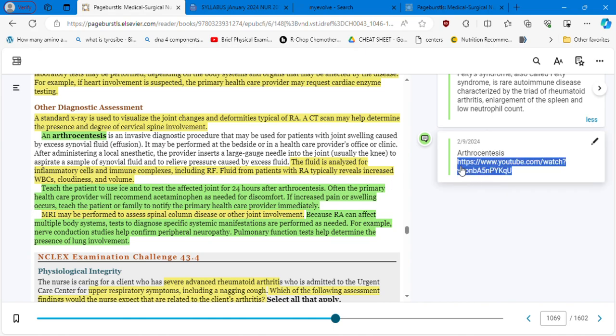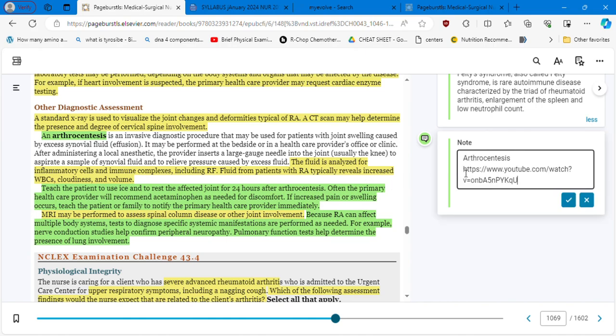And we are going to watch the video, of course, because we want to know in detail what arthrocentesis is, right? Especially you, my dear students. Okay, let's watch this video together.